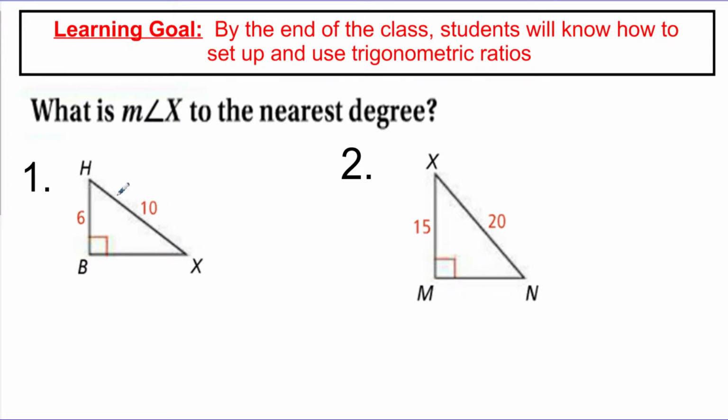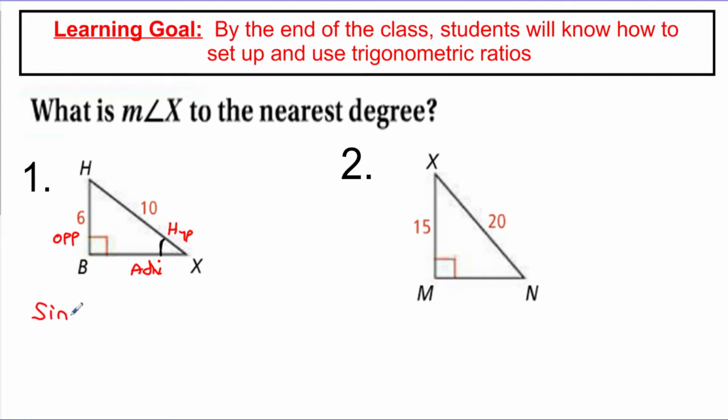If we want to know what x is, we're going to use that as our reference angle, and we're going to label our three sides. So if I say 6 is opposite, x is adjacent, and 10 is the hypotenuse, it looks like this is an example where I want to use the sine ratio, because I don't know adjacent, I know opposite and hypotenuse. So I'm going to set up my equation.